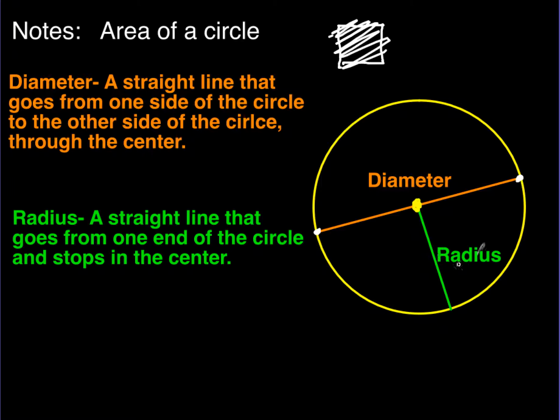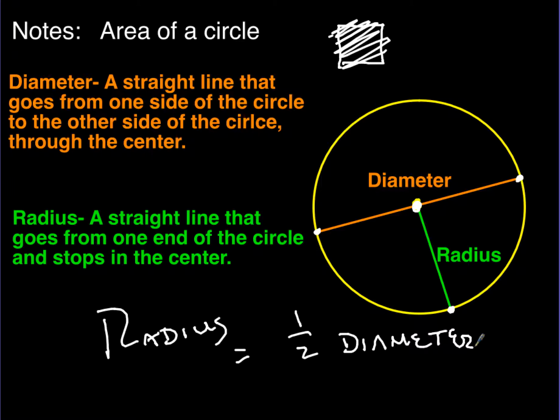The radius is our other term. Radius is a straight line that goes from one end of the circle and stops in the center. So the radius starts on the circle, but then it just stops right in the middle of the circle. The radius is actually half of the diameter. I would get this down in your notes if you're taking them: radius equals half of the diameter. That's important to know. That means if I were to take a radius and add it to itself, or multiply it by 2, that would give me the length of my full diameter.